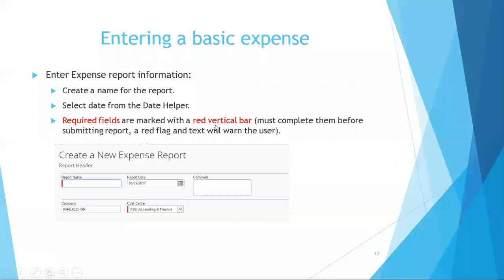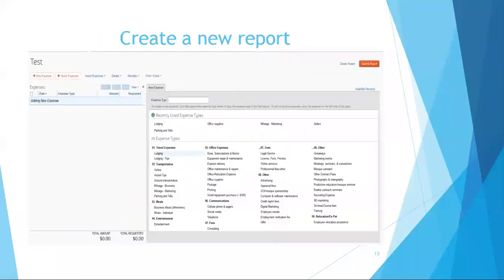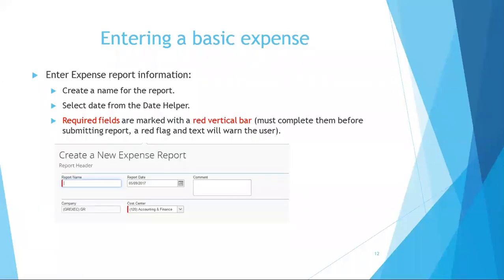If you are charging something to a cost center other than your default cost center, I would recommend doing that in another place inside the expense report rather than at the main place. This one should be your default cost center. Any required fields in here will have a red vertical bar.